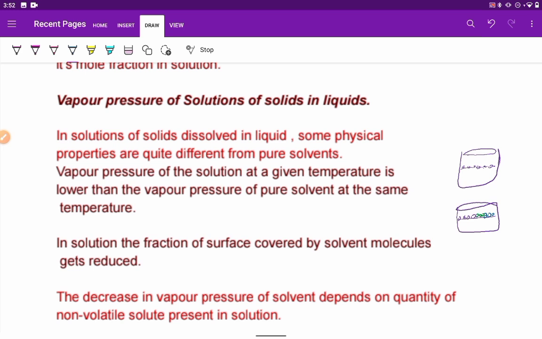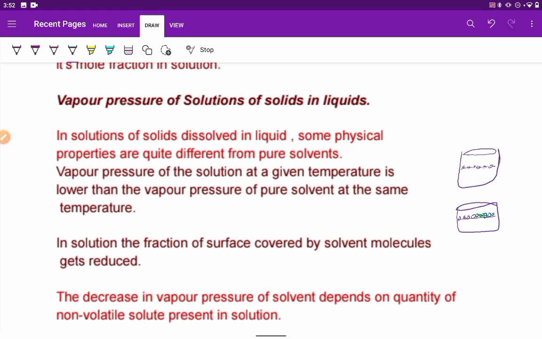But here we will find that the vapor pressure of the solution is lower than the vapor pressure of the pure solvent, because the vapor pressure of the solution is solely from the solvent alone. So the fraction of the surface covered by the solvent molecules is getting reduced here, because some molecules of the non-volatile solute are also present. In solution, the fraction of surface covered by the solvent molecules gets reduced.